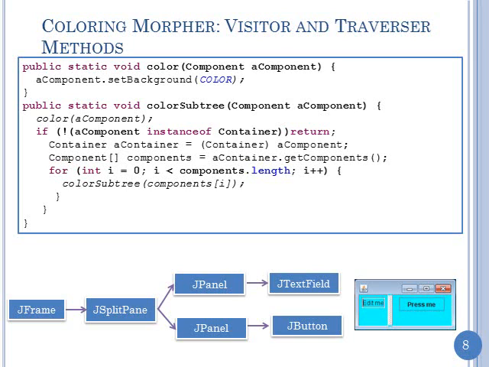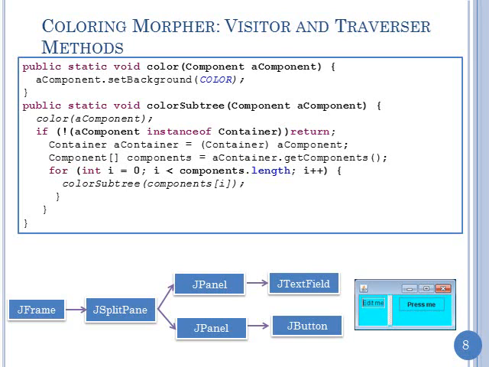We're going to color the component. And if it's not an instance of container, we're done. Otherwise, we're going to cast it as a container, find its components, go through every component, and call color subtree of it.